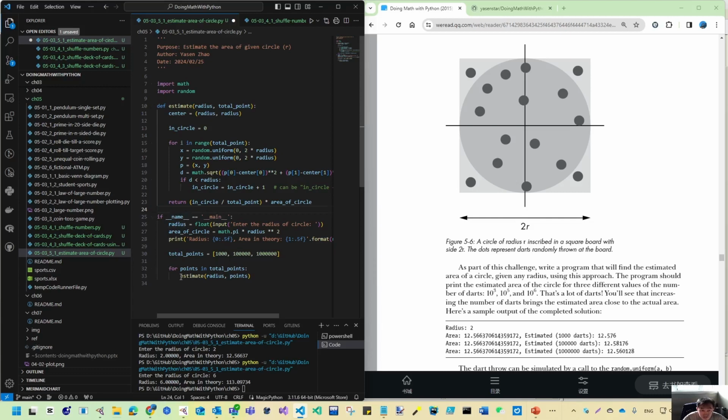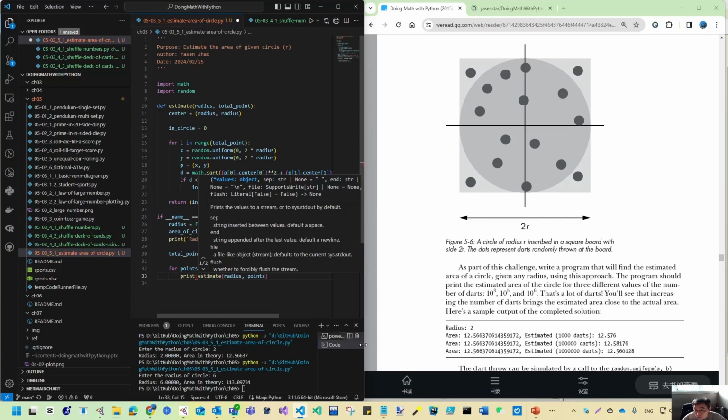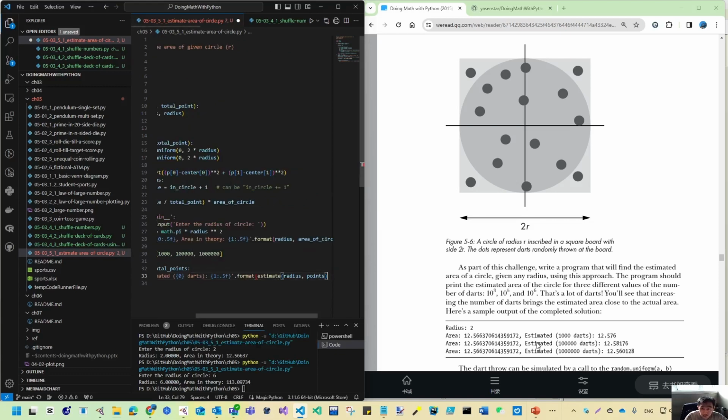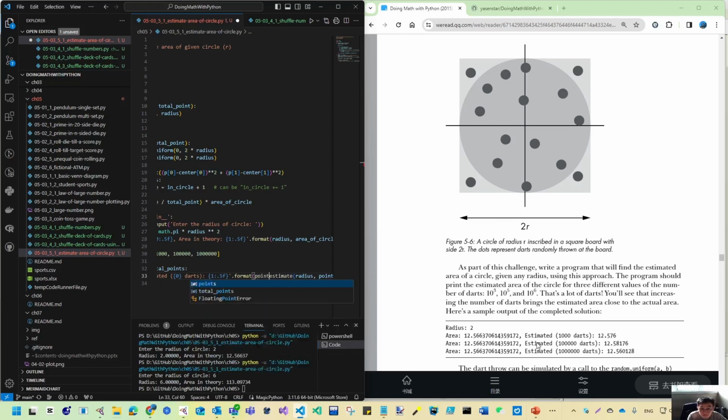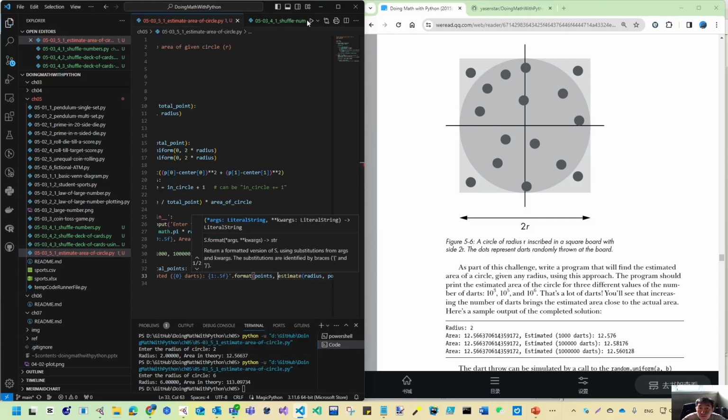So then directly I can print. The thing is I don't need to print this area again. I just need to print this estimated area. How many points? The points start with 1. Let's make that .5f, and the format. So that is our first result, and we also need these points as another one. So let's count.